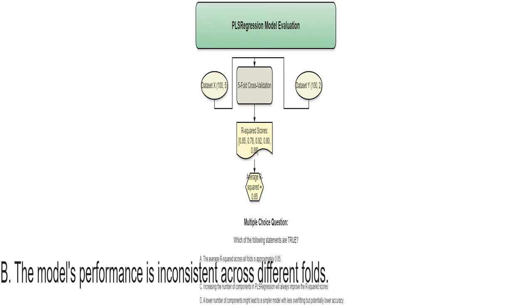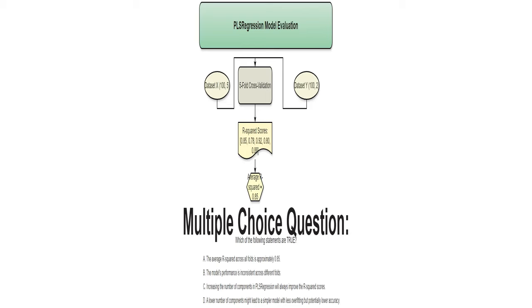The R-squared scores vary from 0.78 to 0.92. This variation suggests that the model's performance is not stable across different subsets of the data. As we calculated, the average R-squared is about 0.85. This is a summary measure of model performance across all folds.